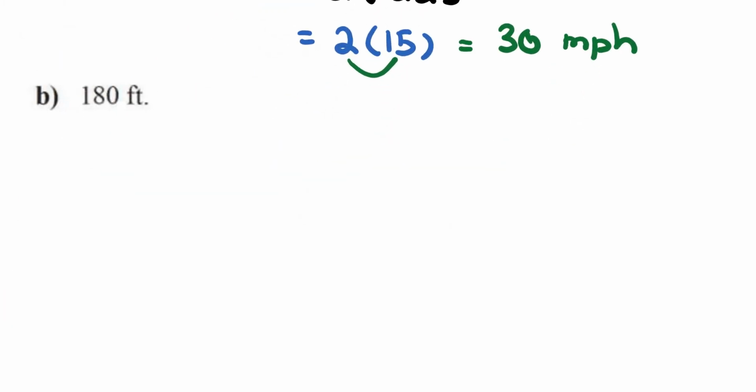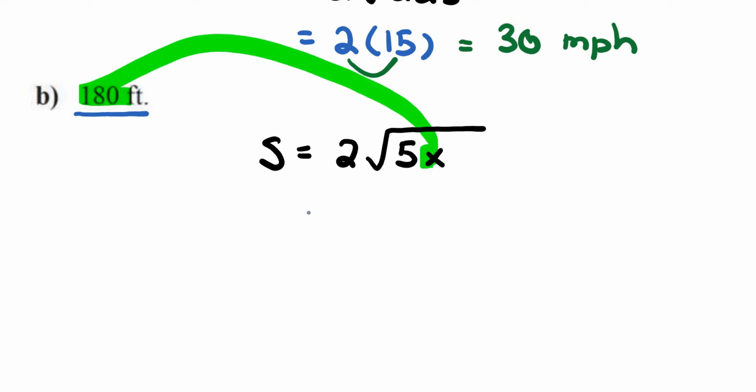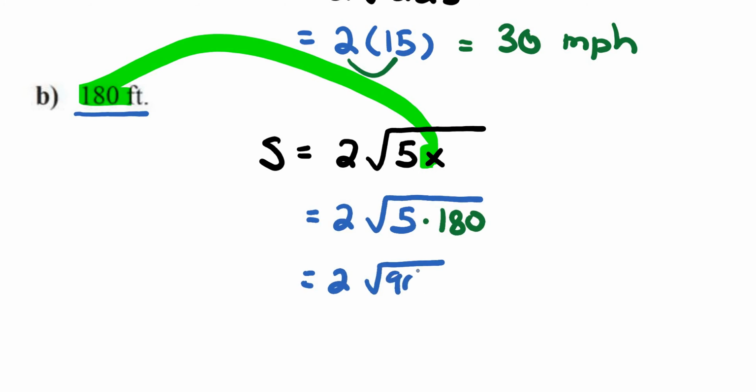Okay, for the next one, now we have a bigger skid mark at 180 feet. So for this problem again, we're just using the formula that was given to us. So s equals 2 times the square root of 5x. And x is having a value of 180 here. So 2 times the square root of 5 times 180. And 5 times 180 is going to be 900. So this will be 2 times the square root of 900.